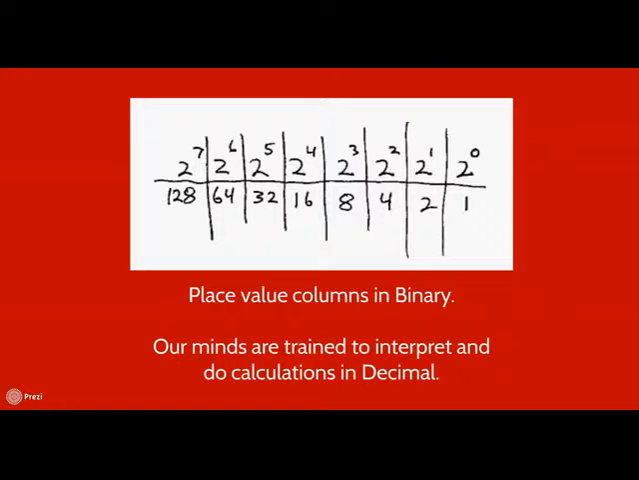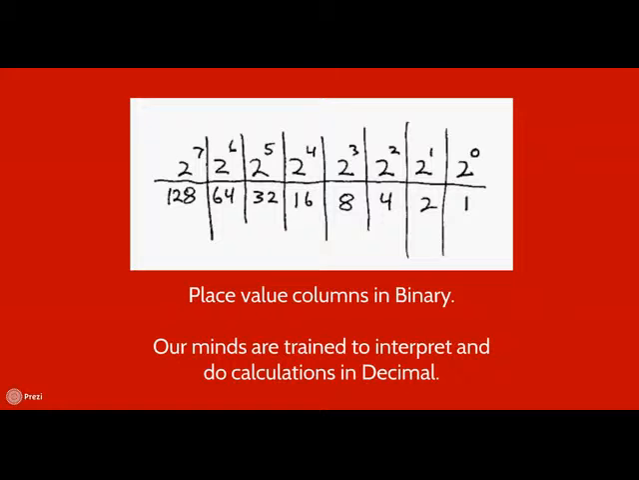The major problem with the binary number system is reading and interpreting the numeric values of the binary bit patterns. We're used to the decimal system, and our minds are trained to interpret and do calculations based on decimal numbers. In addition, decimal numbers require much less space than binary numbers when written out. You can see the place value columns in binary. In decimal, we have ones, tens, hundreds, thousands, etc. In binary, we have 1s, 2s, 4s, 8s, 16s, 32s, 64s, and 128s.